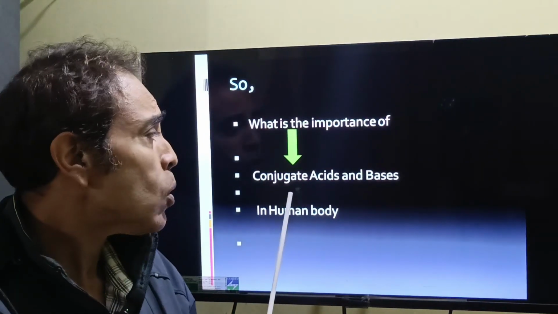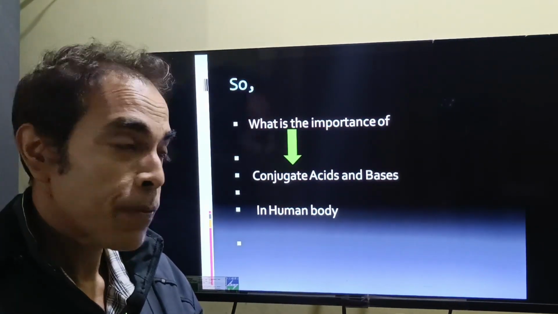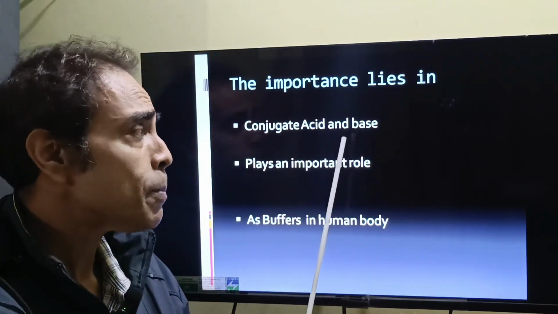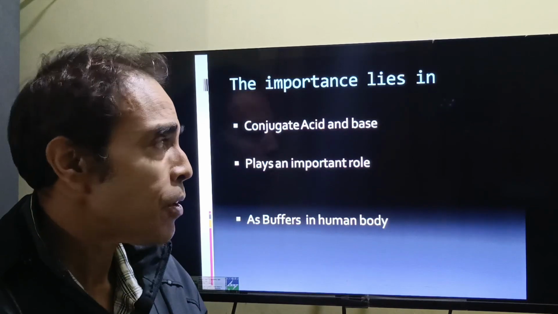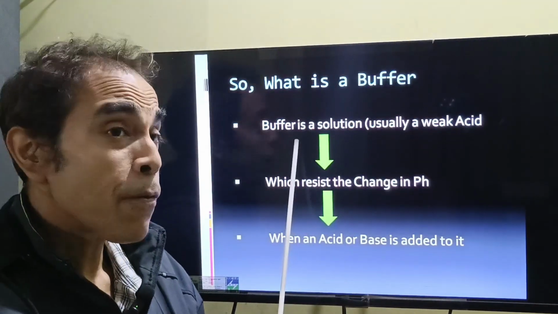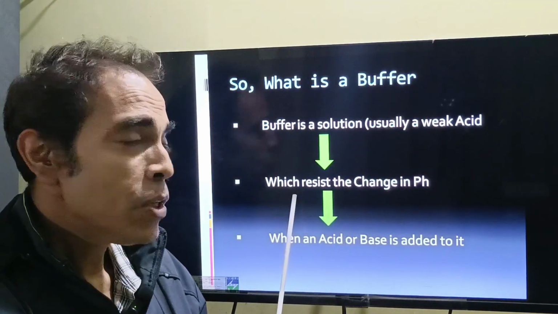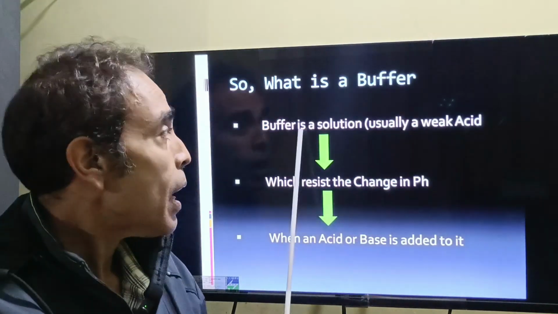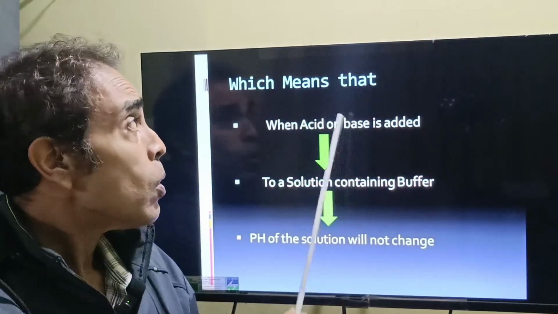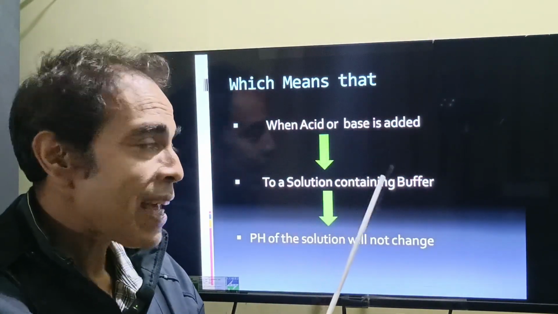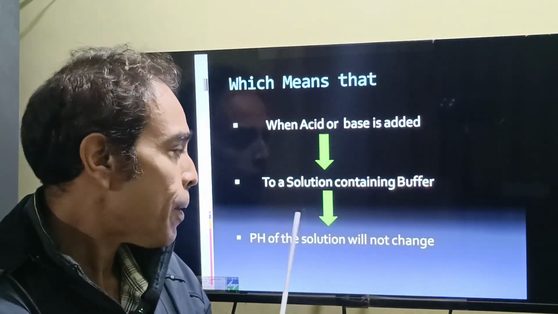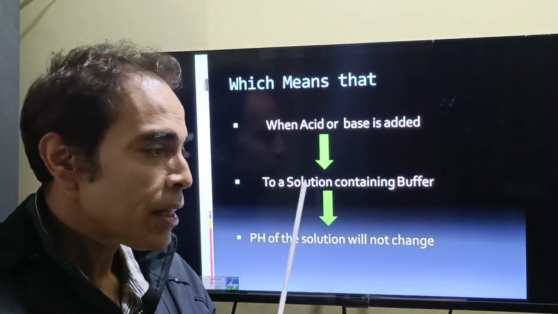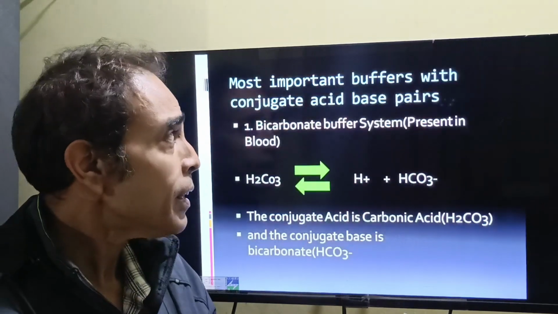So what is the importance of conjugate acid base pairs in the human body? The importance lies in the buffer system, because conjugate acid base pairs play a very important role as a buffer system in the human body. So what is a buffer? A buffer is a solution, usually of a weak acid, which resists the change in pH when an acid or base is added to it. So a buffer is a solution. What that means is that when acid or base is added, the pH of the solution will not change. So if you add an acid or base to a buffer solution, the pH will not change.